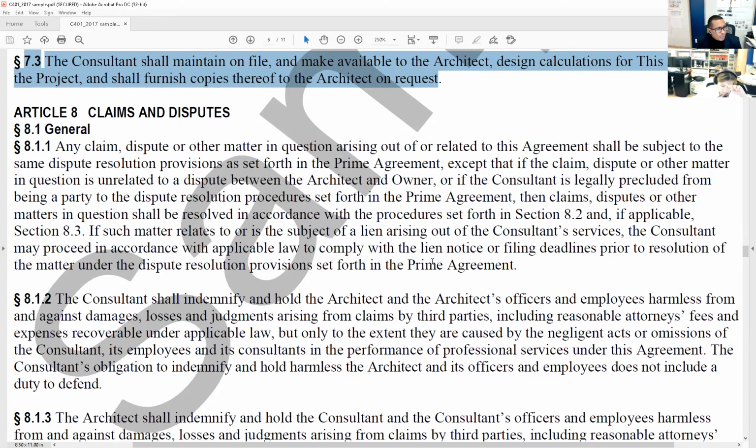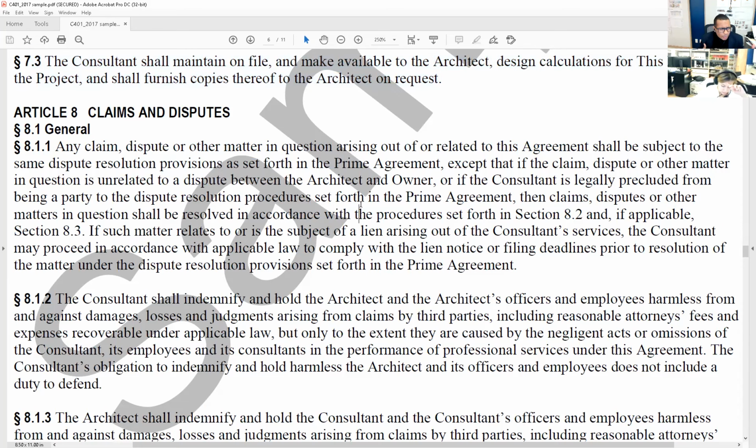Then claims and disputes. By the way, all of this is basically the same as what we've already seen on the B101. So I almost feel compelled to skip it. But I'm going to read it because it's not so long. And we're on page 6. We may need another session to finish all of it. But I'm going to read it. And I wanted to compare it.